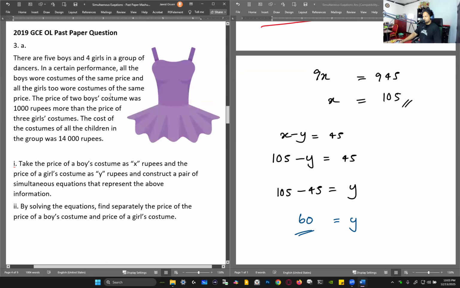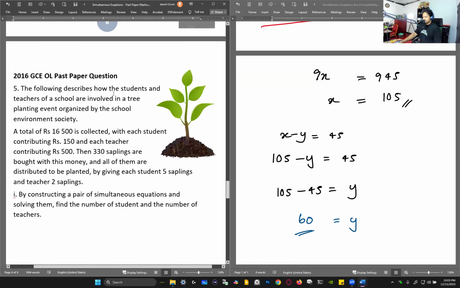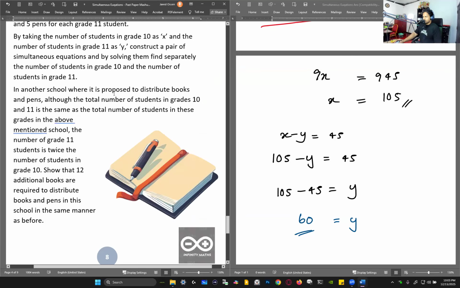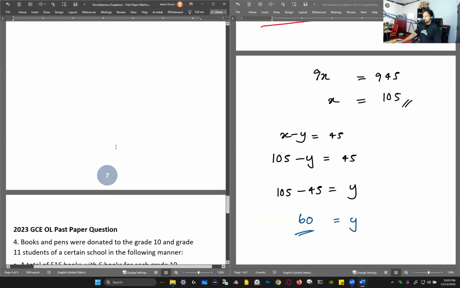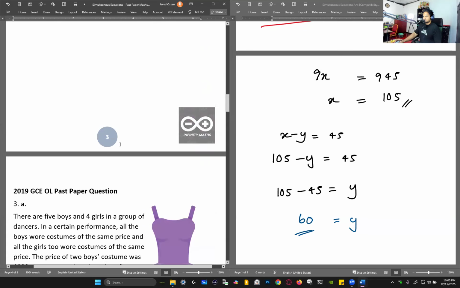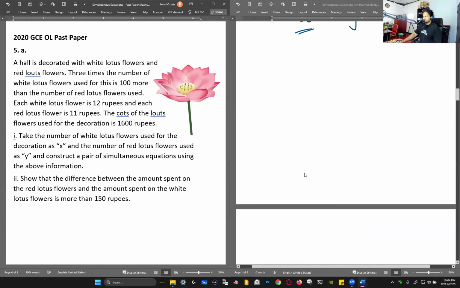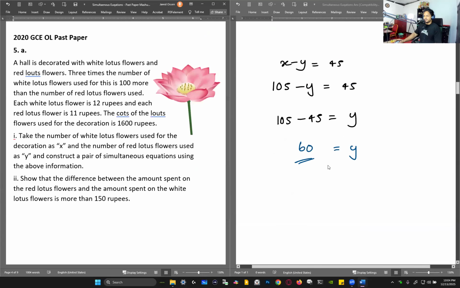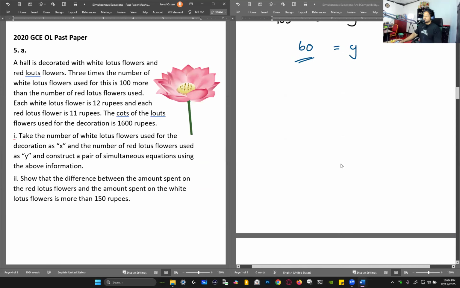Let me see whether there are any more difficult questions. No, actually, this 2023 one is a bit difficult. It's long. Let's do two more questions, okay? Then we are done. Let's do this question. Everybody got the answer? If you got the answer, please raise your hands. Have you got the final answer? You should have, man. It's so easy.